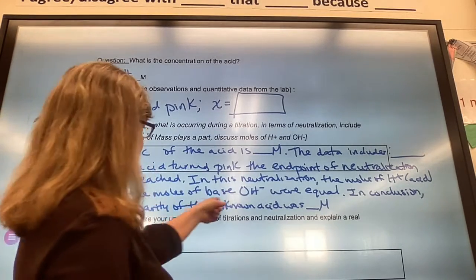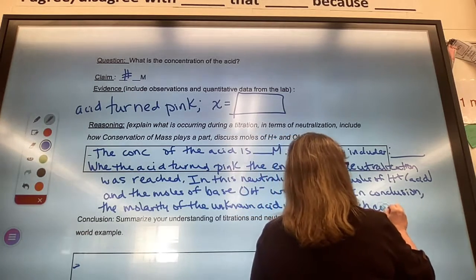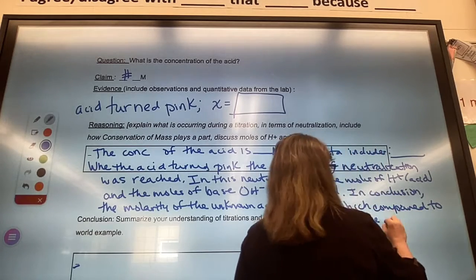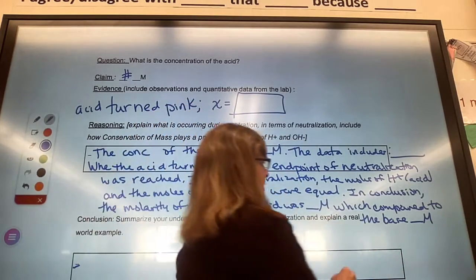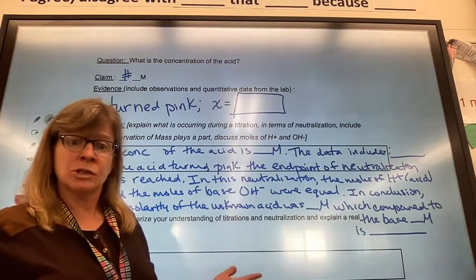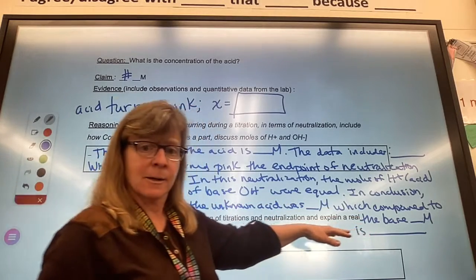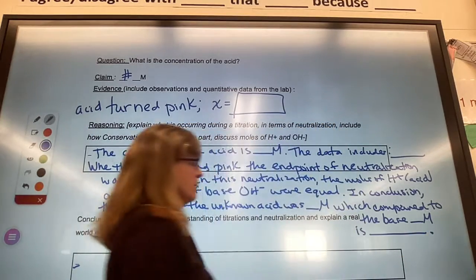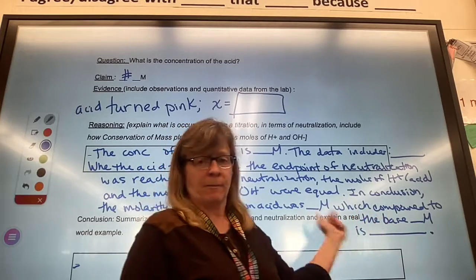Okay. In conclusion, the molarity of the unknown acid was blank, which compared to the base, which had a blank molarity, whatever your base's molarity was, is greater than, equal to, less than, I don't know, make a comparison. Compare the acid to the base, right? So look at the numbers. Is it greater than, less than, or equal to when you compare them?